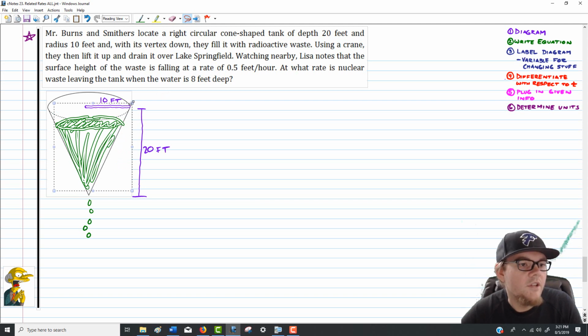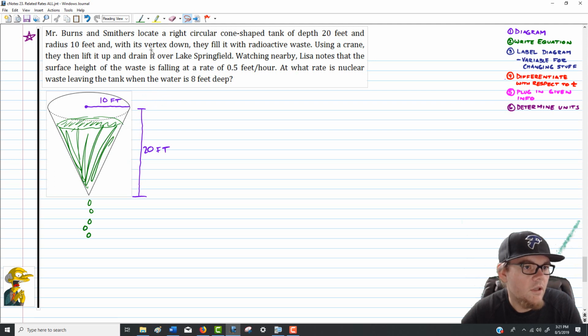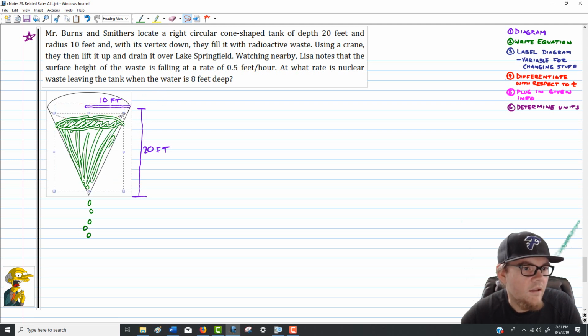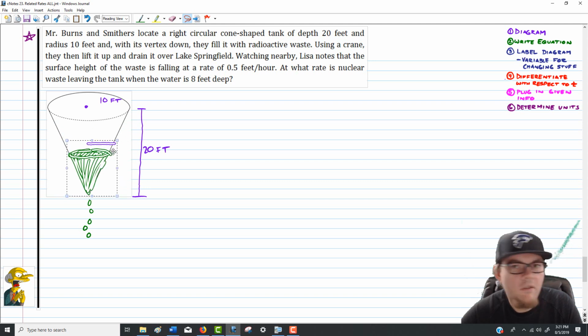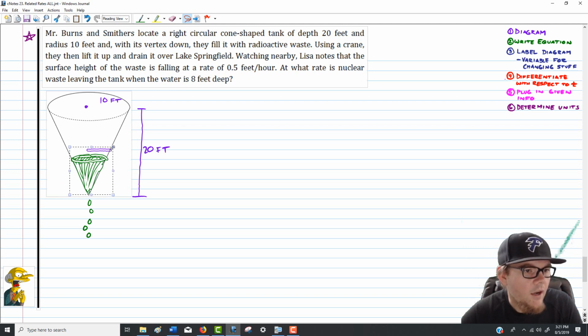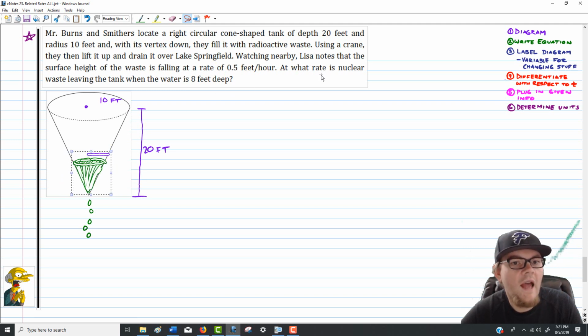As this goes through, hopefully what you're going to notice really quickly is that as liquid drains out, the shape itself stays proportional. We just basically get a mini cone full of radioactive waste. And our interest here is in how fast the waste is leaving the tank.